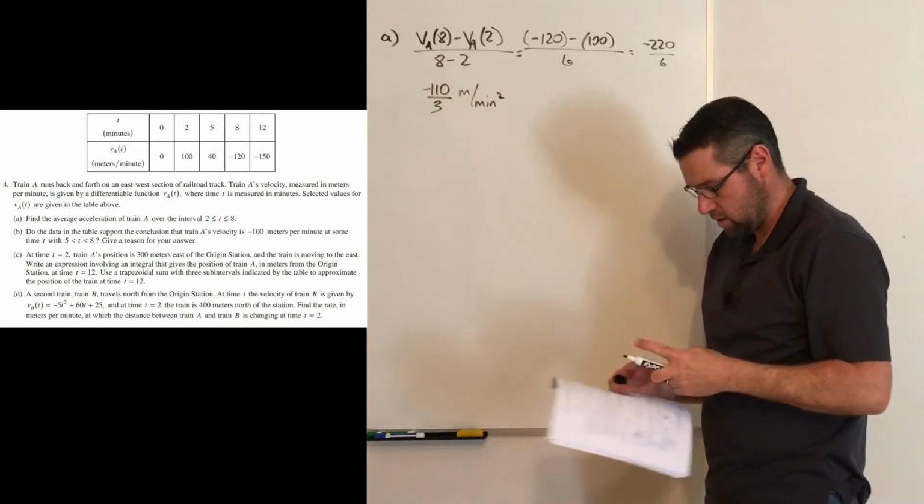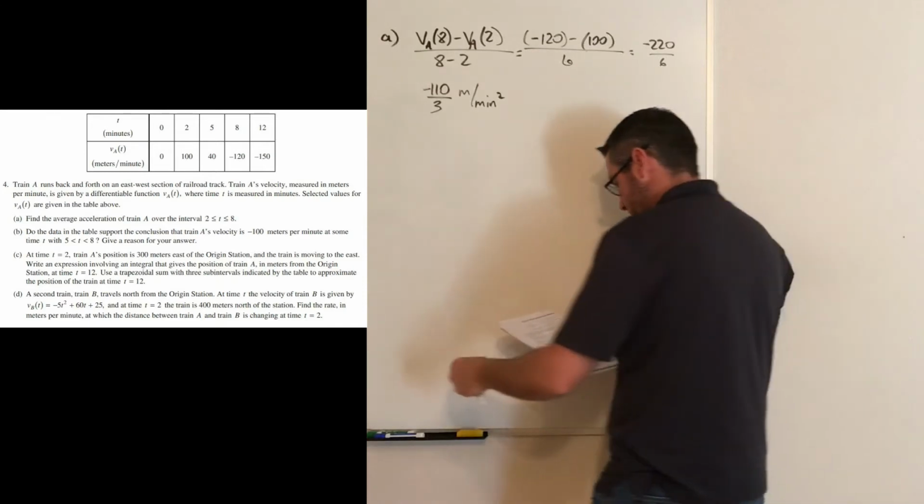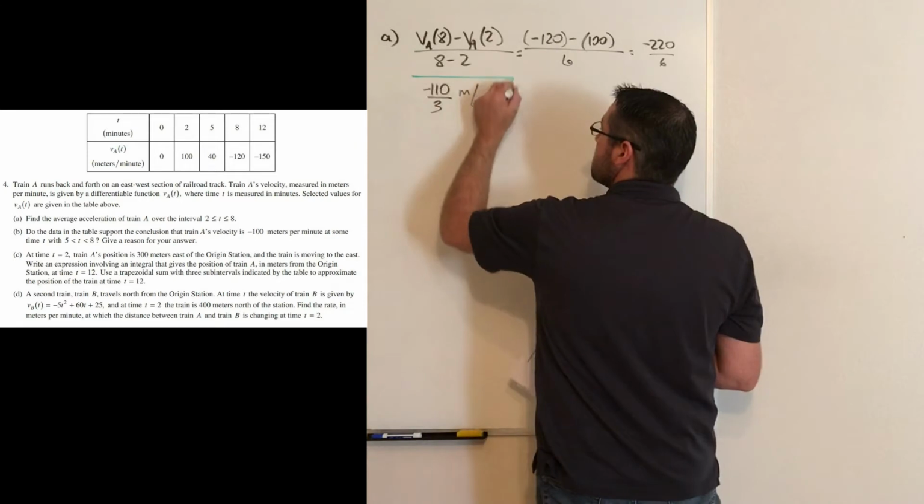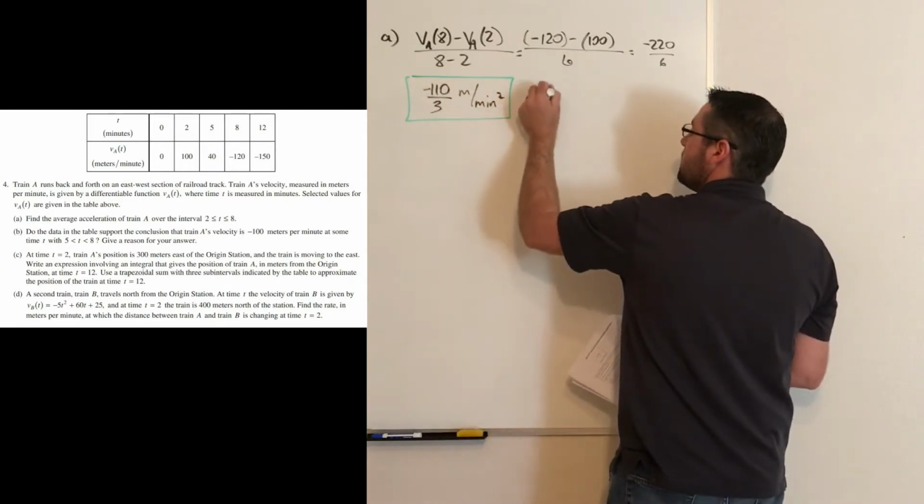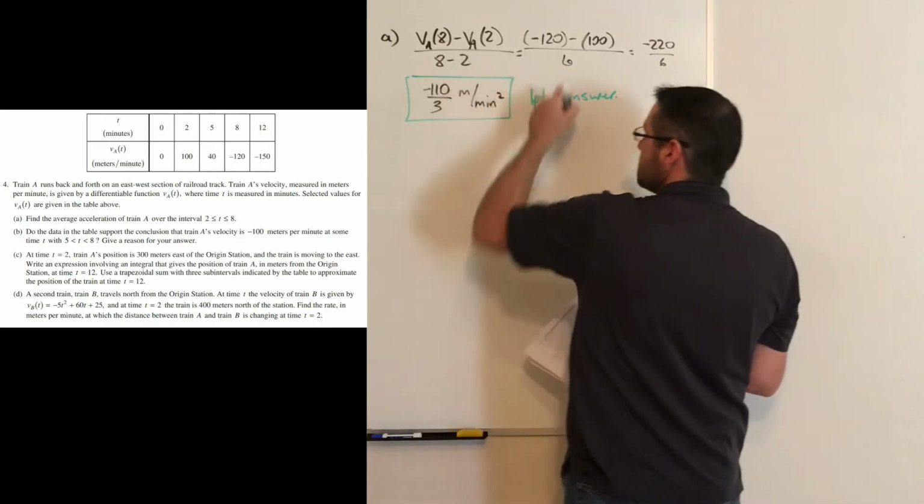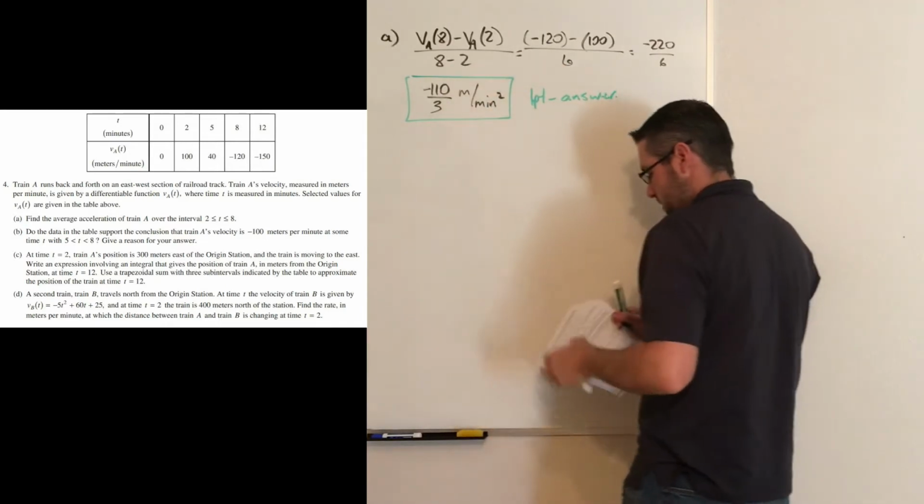As far as grading part A, you would get 1 point for the average acceleration. So this is our answer here, and you get 1 point basically for your answer. Now you're not going to get your point unless you show your work, so make sure you do that.